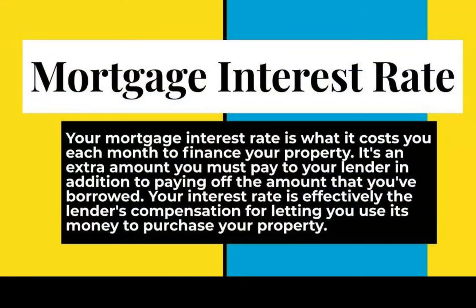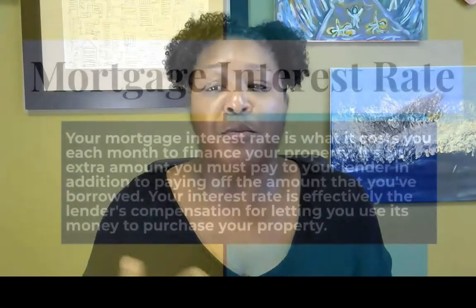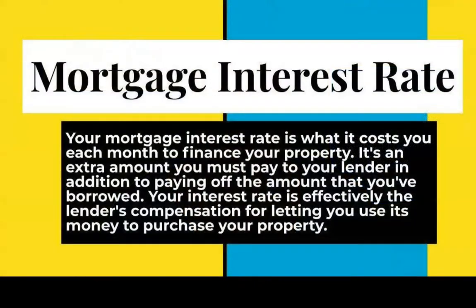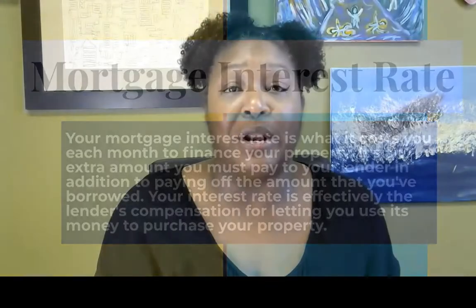So there's a wonderful website called thebalance.com where you can go and get the definition that I'm about to share with you and other great definitions as well regarding a mortgage. And so the definition from thebalance.com is as follows. The mortgage interest rate is what it costs you each month to finance your property. It's an extra amount that you must pay to your lender in addition to paying off the amount that you've already borrowed. Your interest rate is effectively the lender's compensation or payment for letting you use its money to purchase your property.